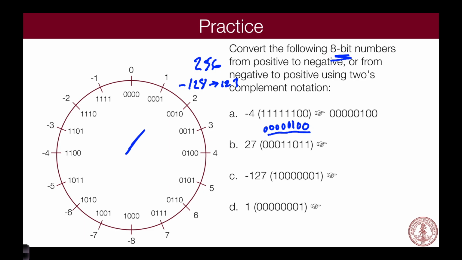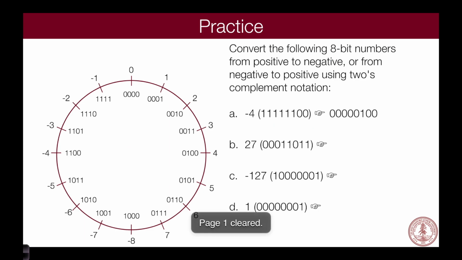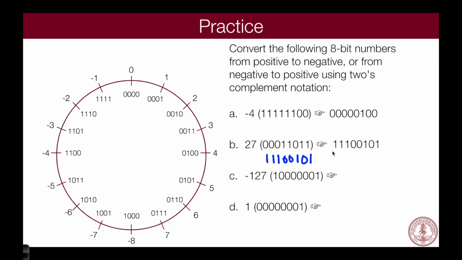How about 27? If we want to convert 27 here, I'll do it the fast way. Go from the right until you hit a 1, write it down, and flip everything else. 0, 1, 0, 0, 1, 1, 1. That's negative 27: 1, 1, 1, 0, 0, 1, 0, 1. And you could have done it the slower way by inverting all the bits and adding 1. I just think it's easier to do this.